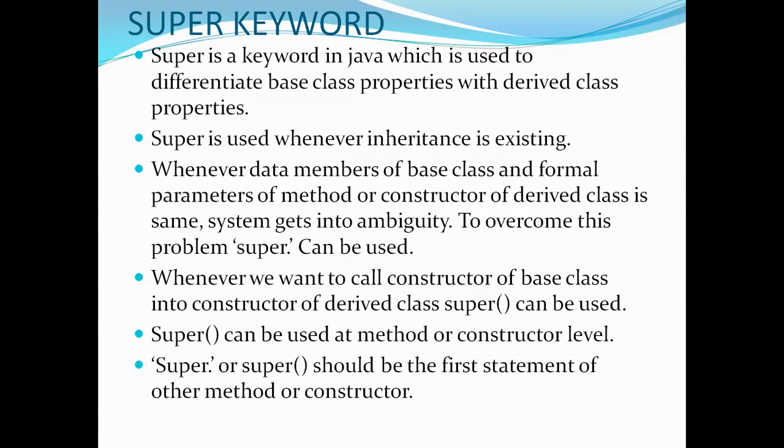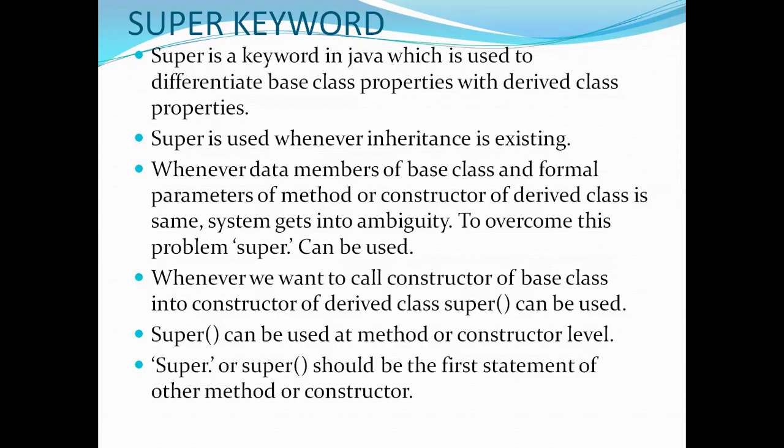That is, super is used whenever inheritance is existing. Whenever inheritance is there, then only the super keyword comes into existence. And it is used to differentiate the base class properties with the derived class properties. Whenever data members of the base class and formal parameters of a method or constructor of the derived class are the same, then the system gets into ambiguity. To overcome this problem, super can be used.